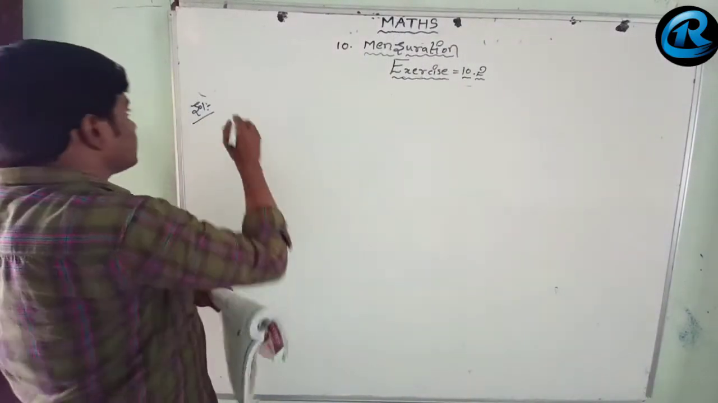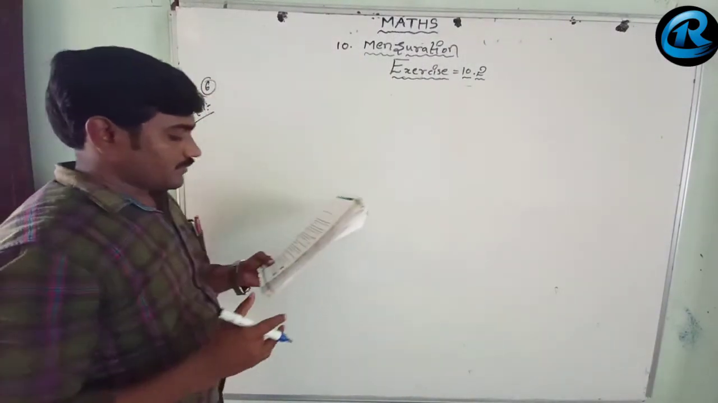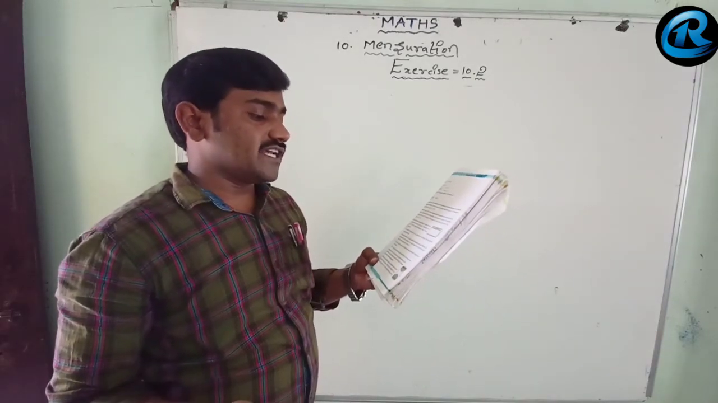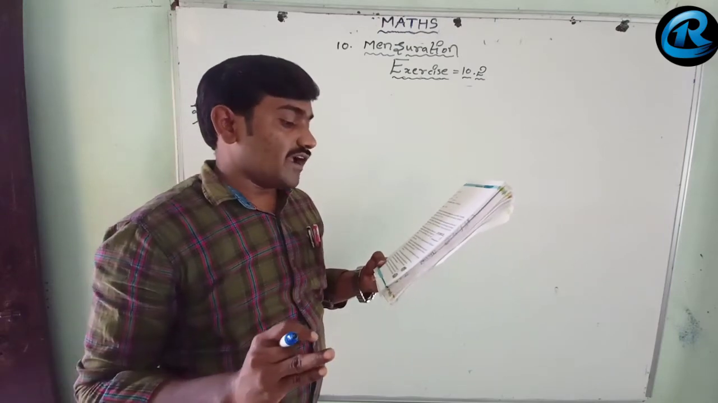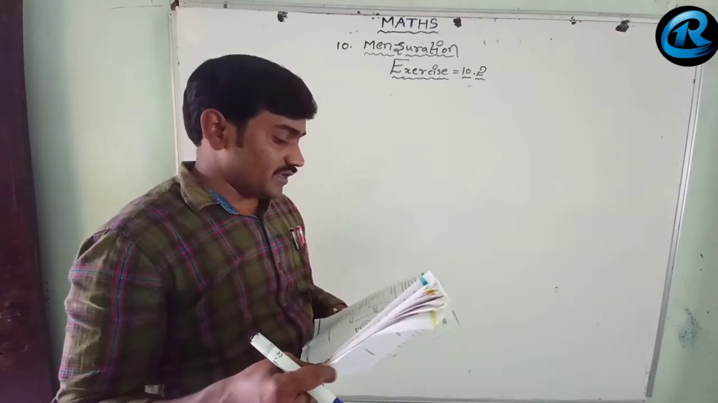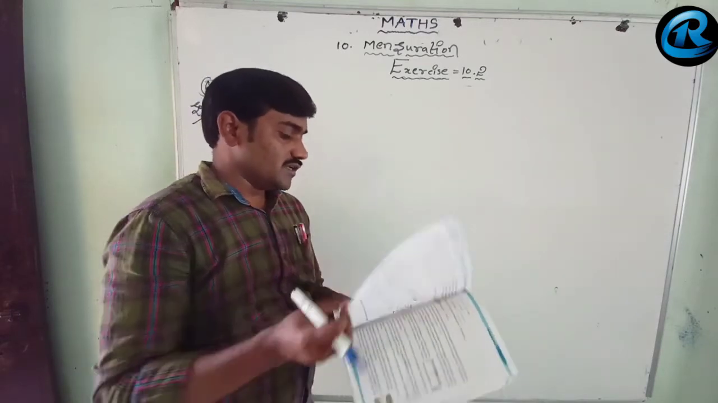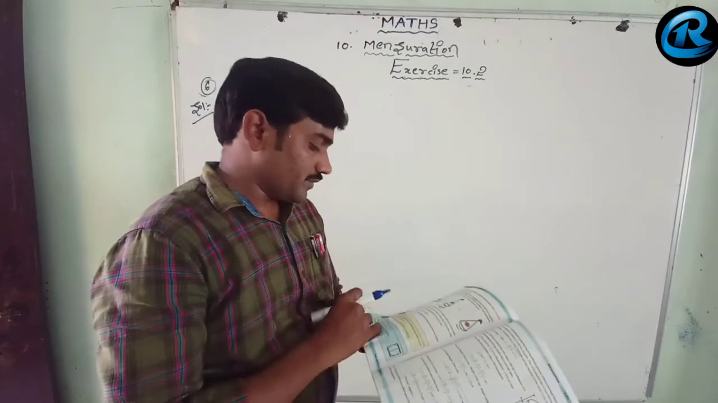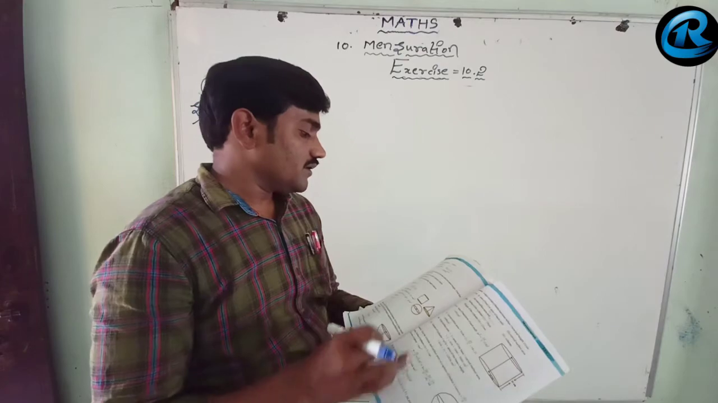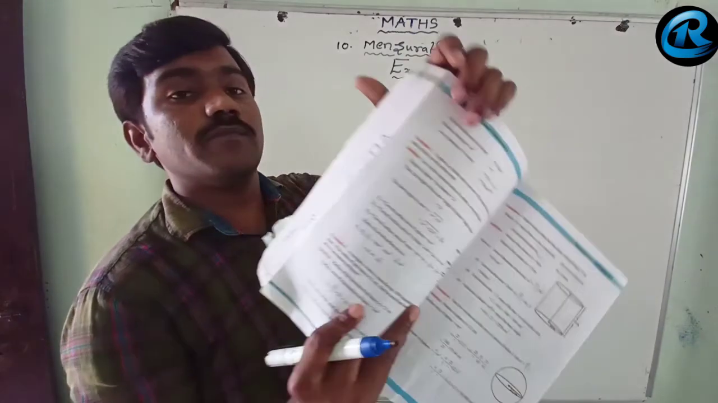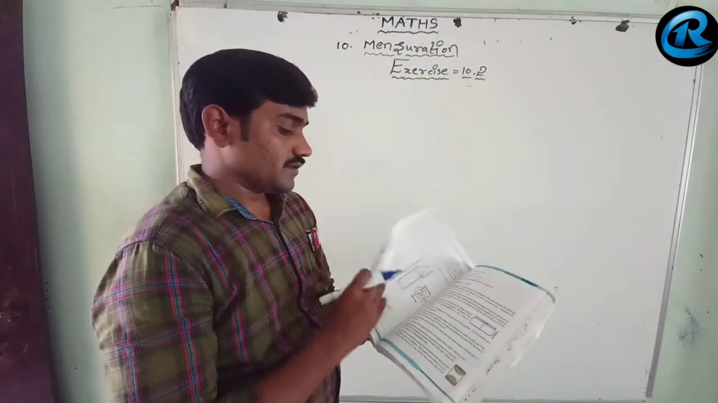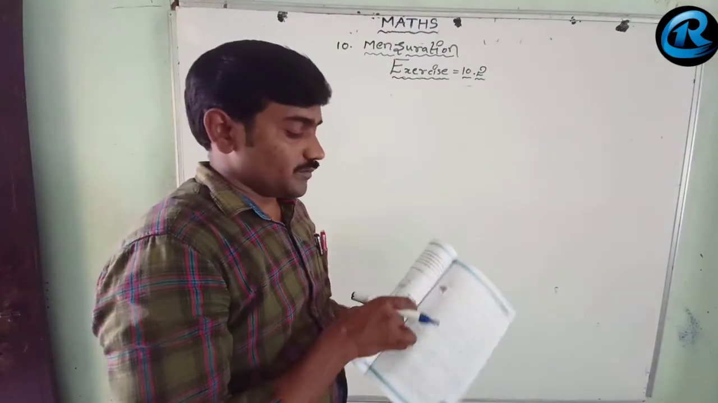Question number 6. A sphere, a cylinder and a cone have the same radius and same height. Find the ratio of their volumes. A similar question can be found in Example number 3, which you can refer to. It is the same kind of question, so please concentrate on that example number 3 also.